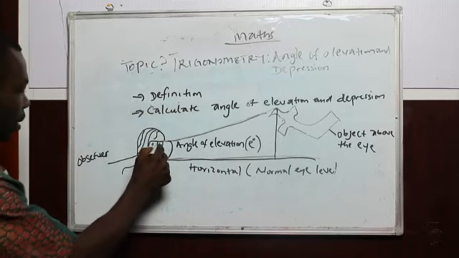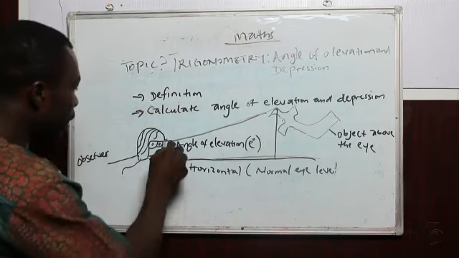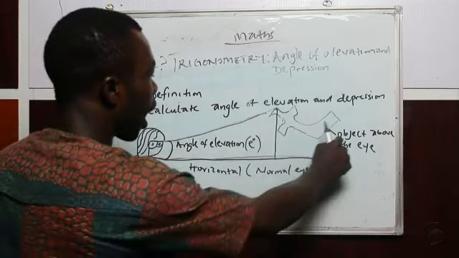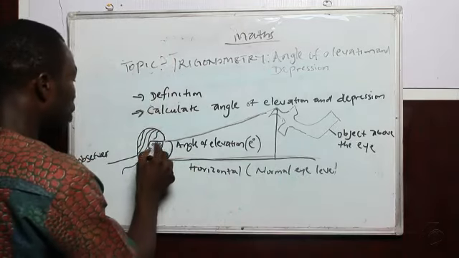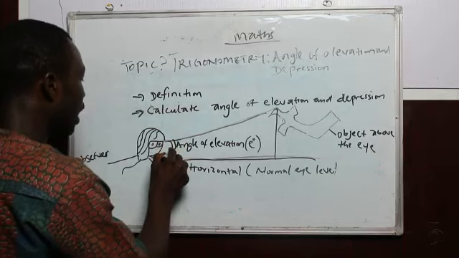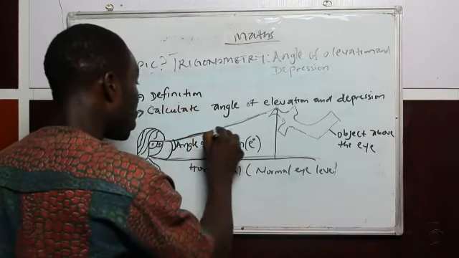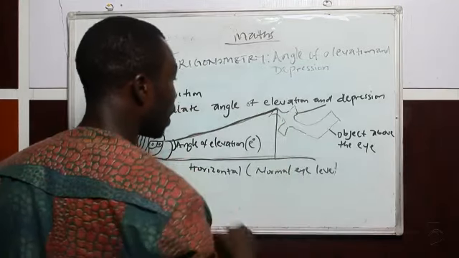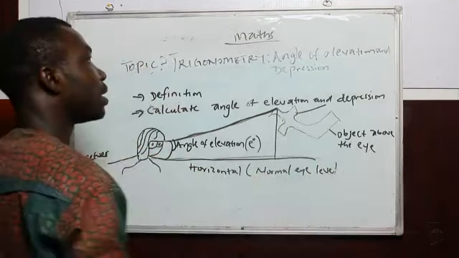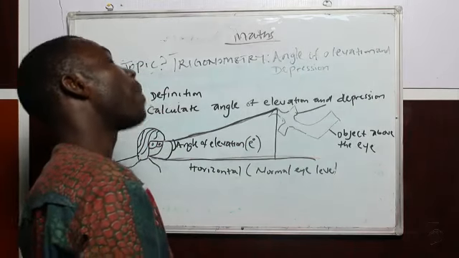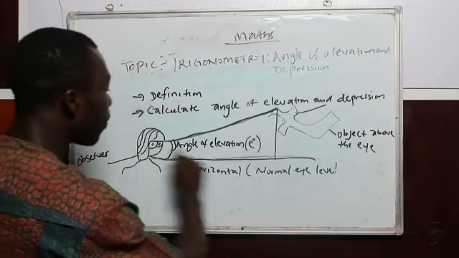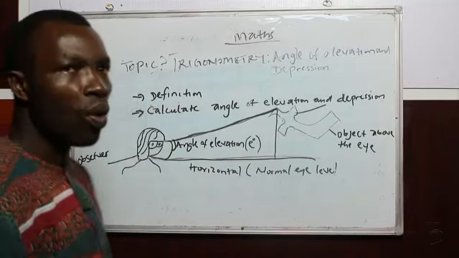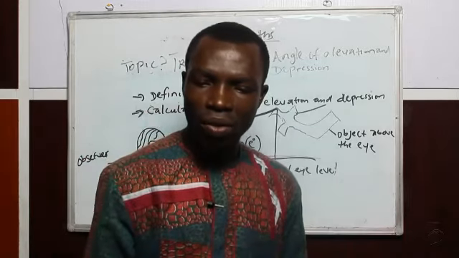This is the observer. This is the eyes of the observer, and the angle between the observer's eyes and the normal eye level, above the observer's eyes. The angle is lying here, above the observer's eye. Taking us to look at this aeroplane that is flying, this is the object above the eye. So the observer is looking at the object above its own eyes, that is above the horizontal normal eye level, which is called angle of elevation.